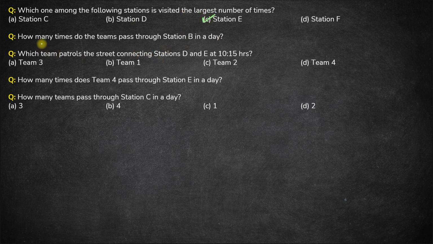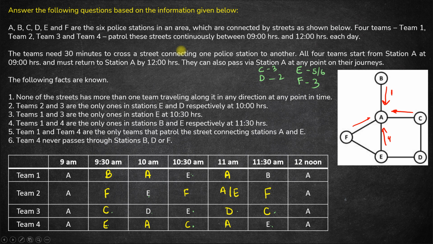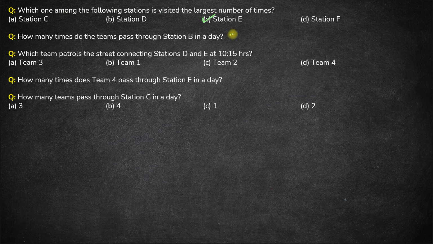Next question, how many times do the teams pass through station B in a day? That's what we have to figure out. So through B, the teams are passing once here and once here. So a total of 2 times. So the answer is 2.